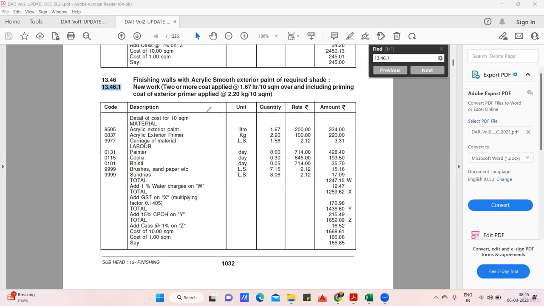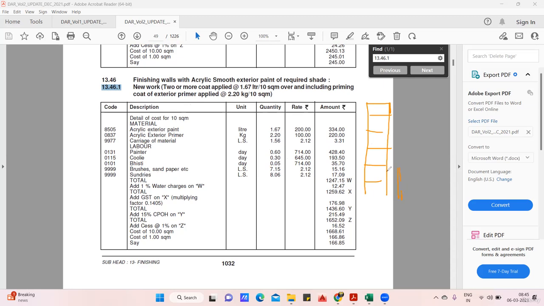See, for exterior paint, you need to spend a little extra because, for example, if this is your building, this is your ground floor, first floor, second, third, fifth, and if you want to do the painting of this wall, so what will happen?